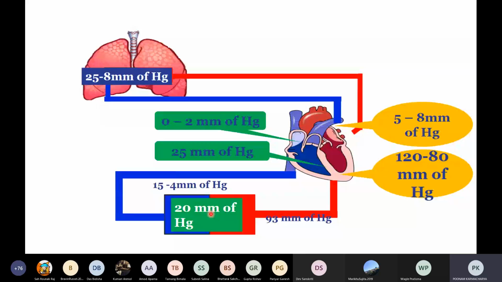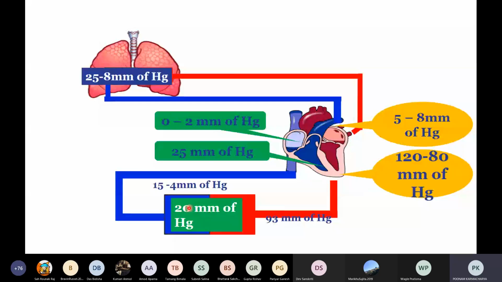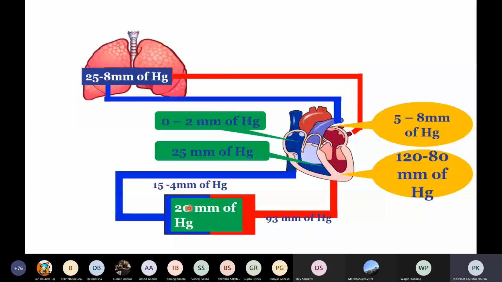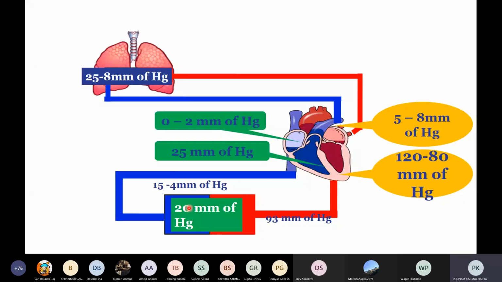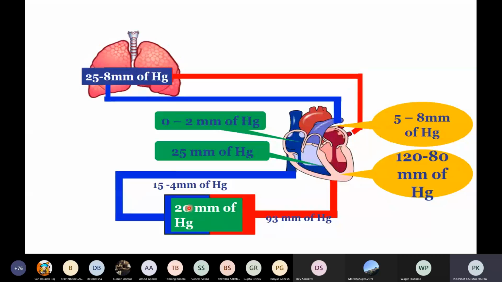How we calculate mean arterial pressure is diastolic pressure plus one-third of pulse pressure. So diastolic pressure plus one-third of pulse pressure will give you the mean arterial blood pressure. If you put the value of systolic blood pressure and the value of diastolic blood pressure, the pulse pressure is systolic minus diastolic blood pressure, which will come around 40. Okay, so when you calculate it, this mean arterial pressure will come around 93 millimeter of mercury.